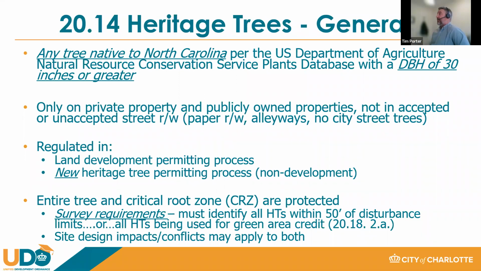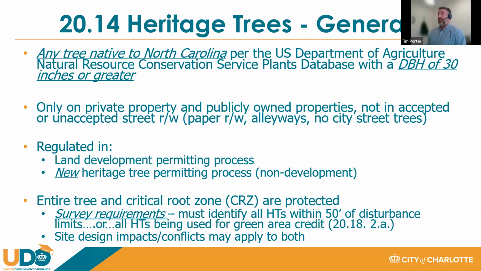Heritage trees, we're going to talk a lot about this. This is a big new step. It's a requirement that protects all native trees to North Carolina that are 30 inches or greater at DBH level. And that can only be applied to trees on private property or publicly owned parcels. Heritage trees can occur in public street right-of-way, alleyways. City trees are not going to be classified as heritage trees if they're large and native. It's regulated in both development scenarios and in a new permitting process for non-development scenarios.